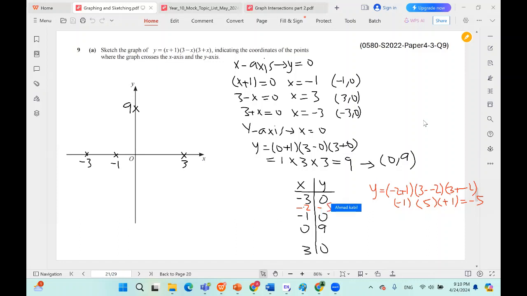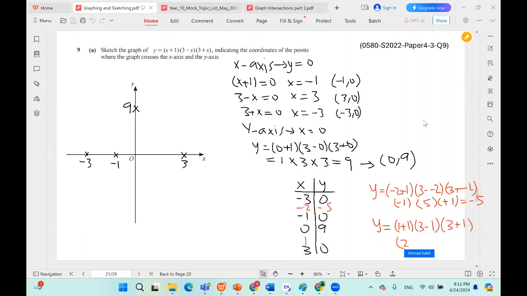Let's also try putting in here 1 or 2, doesn't matter. So y equals (1 + 1)(3 - 1)(3 + 1).